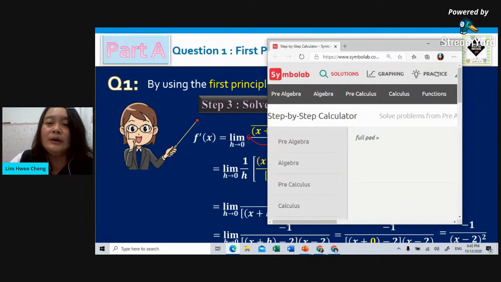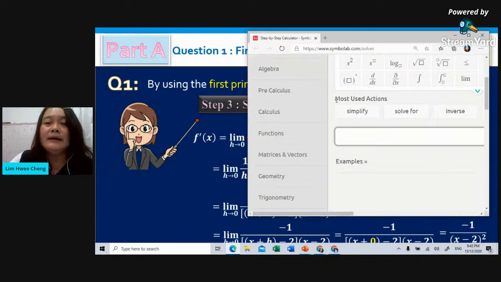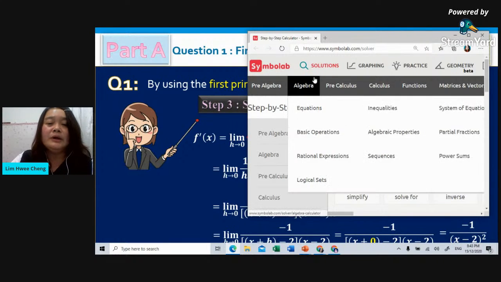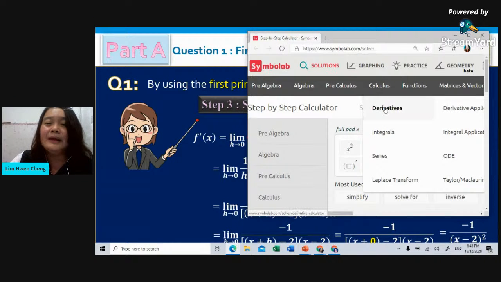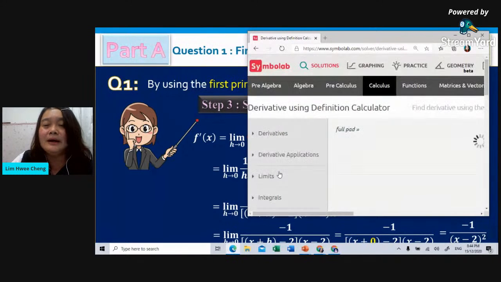You go to the symbolic website. Every time you want to solve any mathematical question, please make sure that you are always in the solutions tab. If you want to do the first principle, you go to the topic of derivative. You have this tab, right? Can you see this? You have derivative using the definition. So you click derivative using the definition.